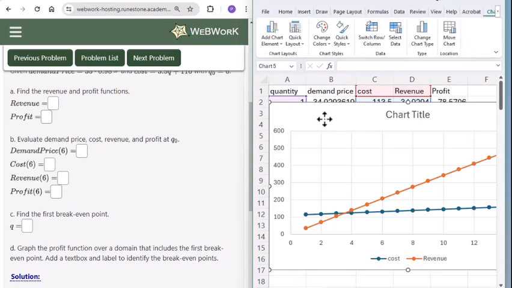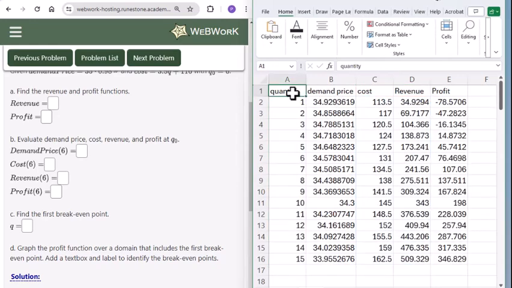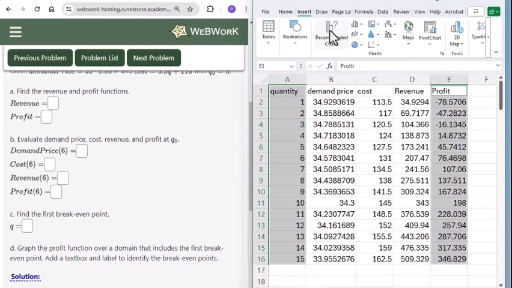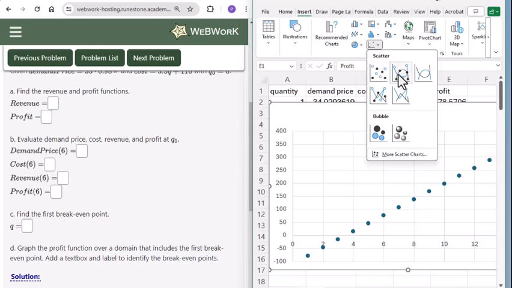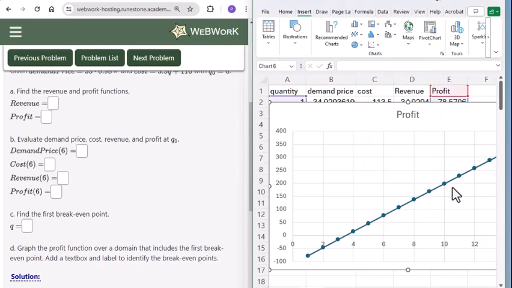Now, one other way you could do this is to graph the profit function only. And you want to look on a profit function for where the profit is equal to 0, where the profit stops being negative and finally gets to 0, which again is right around 3.